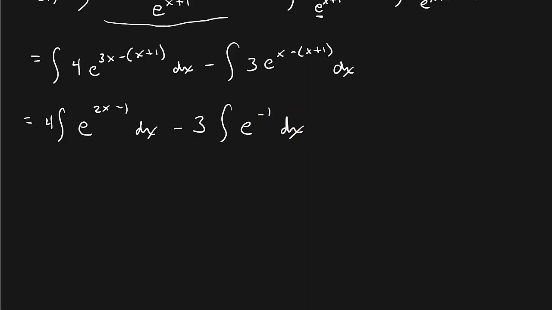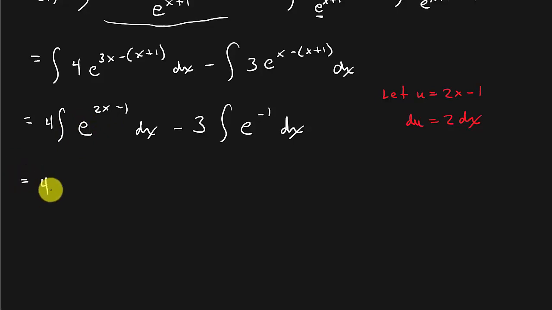All right, so now we're wanting to integrate. So let's look at the first one. We're going to let u equal 2x minus 1. So du is 2 dx. I'm not going to mess with the second one right now. Let's just make the substitutions into the first one.